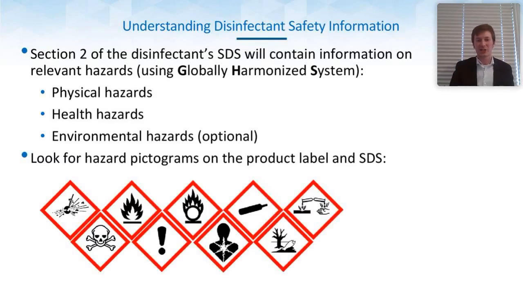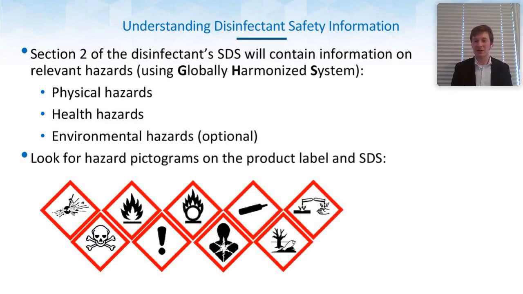So Section 2 of the SDS is going to contain information on the relevant hazards associated with the product. And the system that it uses is called the Globally Harmonized System. This is a standard system that's used certainly in the US and Canada. And it breaks hazards down into three major types. So the first is physical hazards. Then we have our health hazards. And then the last one is environmental hazards.